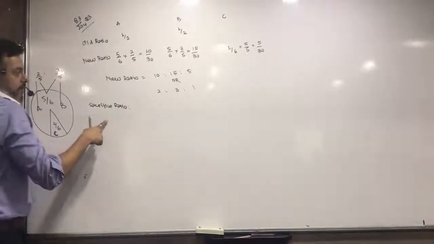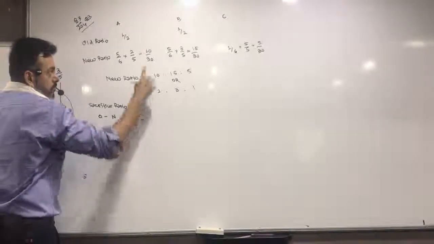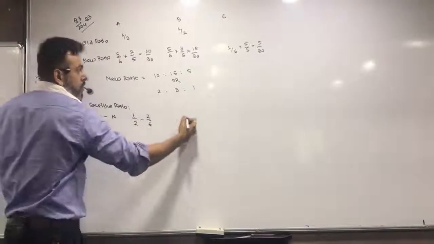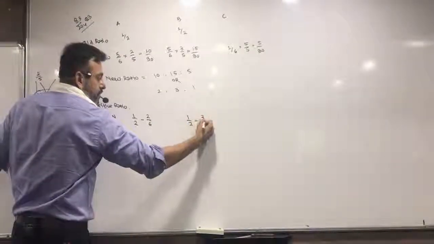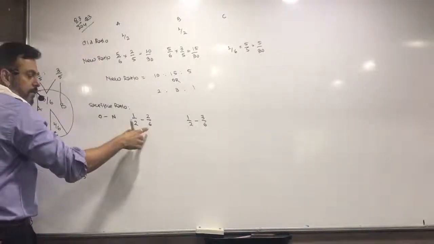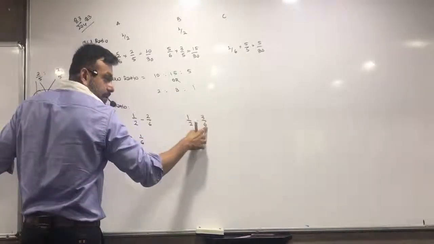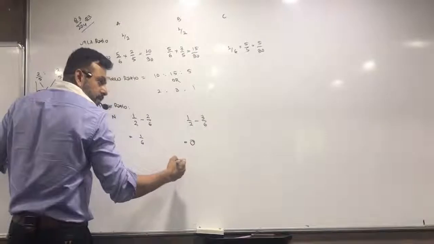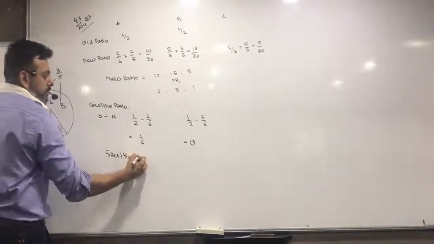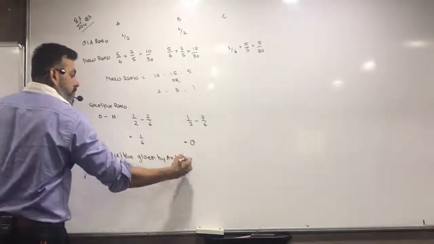Now sacrifice ratio is old minus new, which is equal to 1 by 2 minus, can I say, 2 by 6? And over here 1 by 2 minus 3 by 6. Now over here 6 is the LCM, so 3 minus 2, so 1 by 6. And over here this is also 1 by 2, this is also 1 by 2, it becomes 0. So only sacrifice is given by A, 1 by 6.